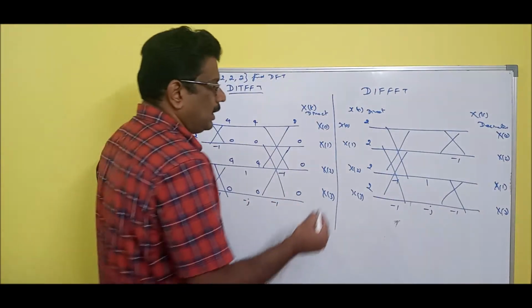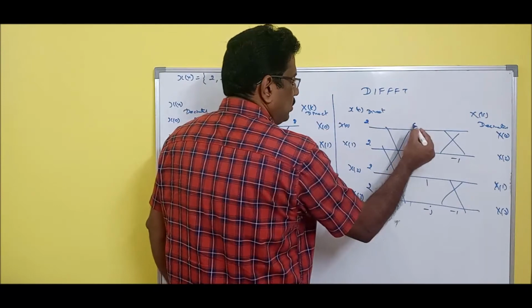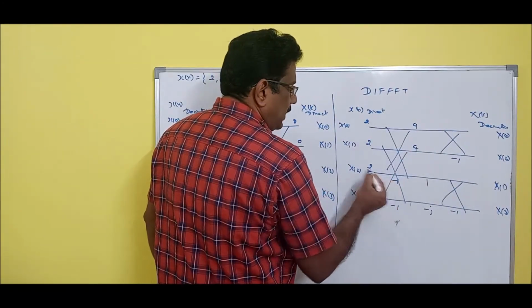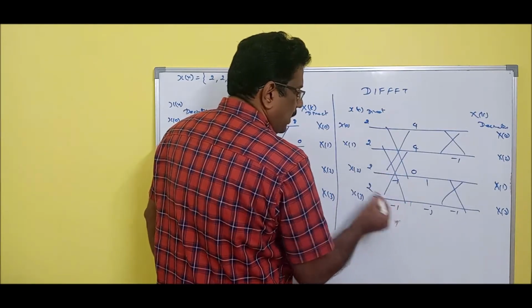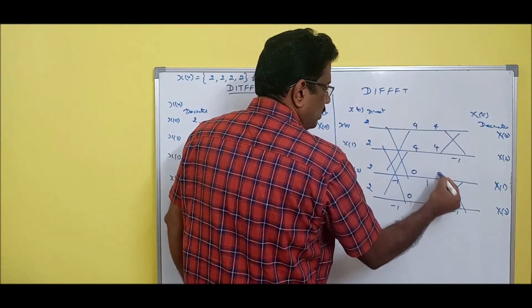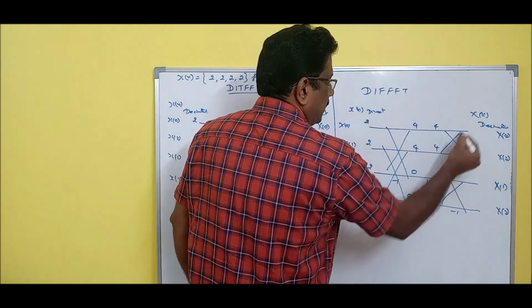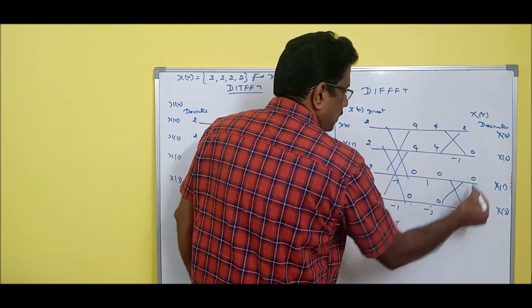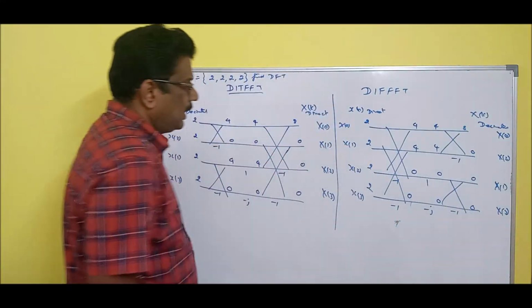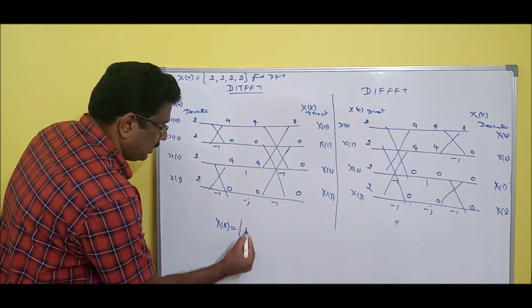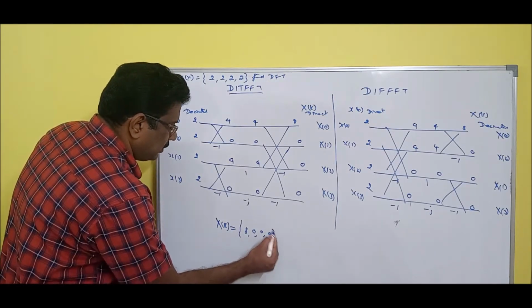Same thing I am going to continue. 2 plus 2, 4. 2 minus 2, 0. On the way, just multiply. 4, 4, 0, 0. 4 plus 4, 8. 4 minus 4, 0. 0 plus 0, 0, 0 minus 0, 0. So this is the direct answer. So x of k equal to 8, 0, 0, 0.